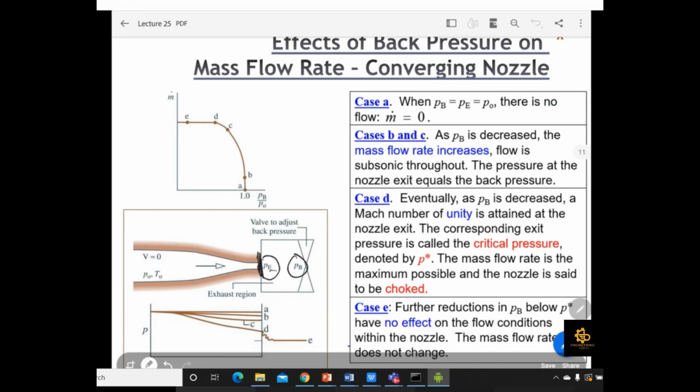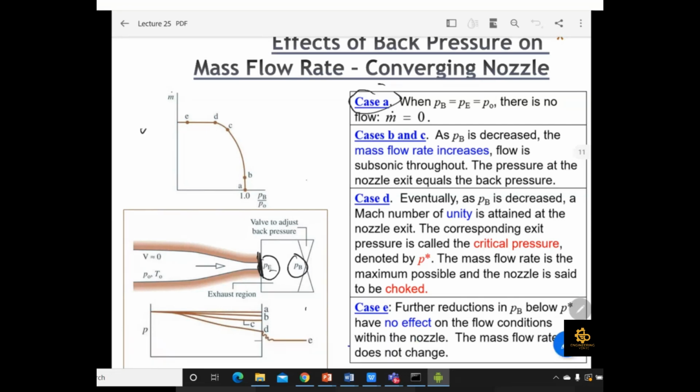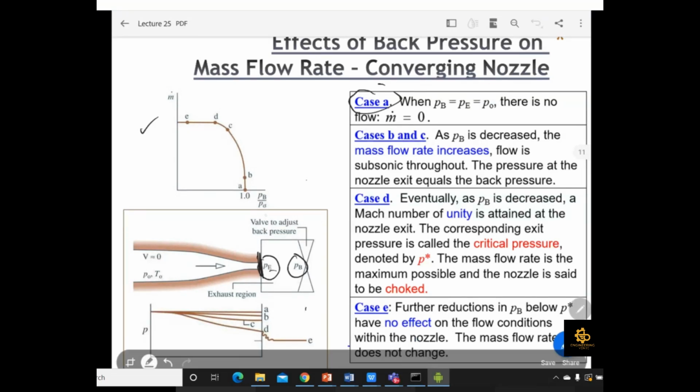We can take five different cases, and we will find out how the mass flow rate is affected as the back pressure changes. For example, this is one graph of m dot versus PB by P naught. PB is the back pressure at the exit of your nozzle, and P naught is the stagnation pressure, because this is the point where the flow starts. So PB by P naught.